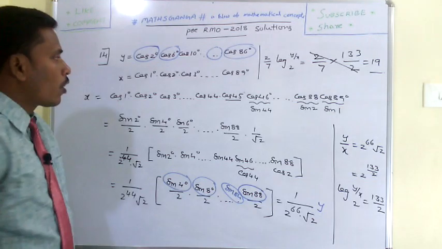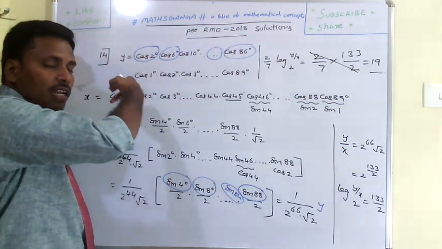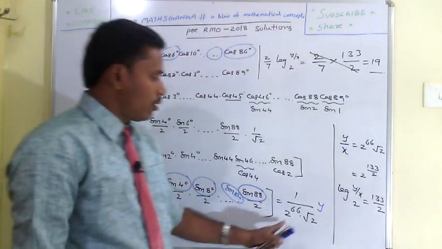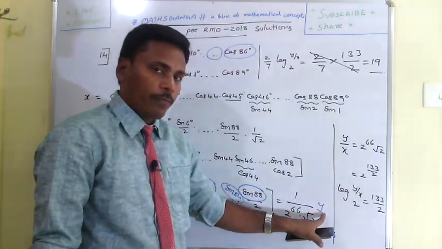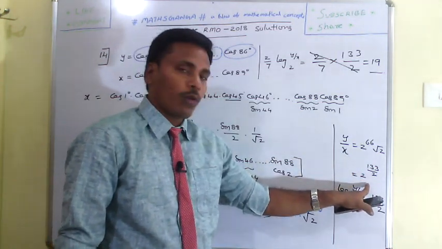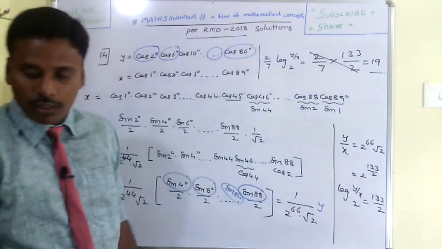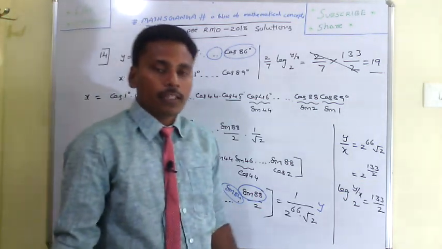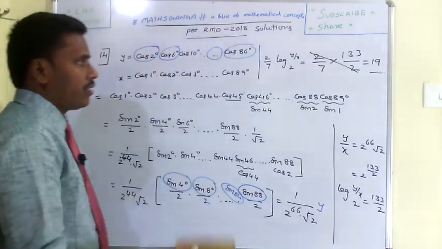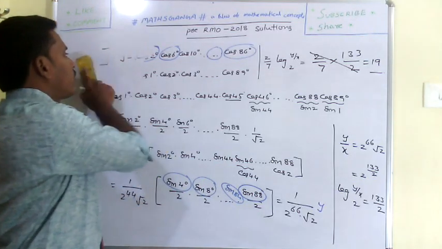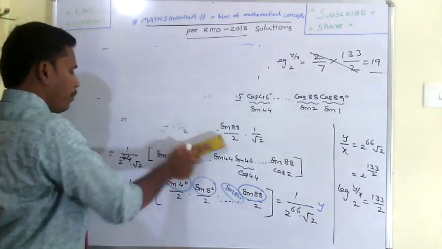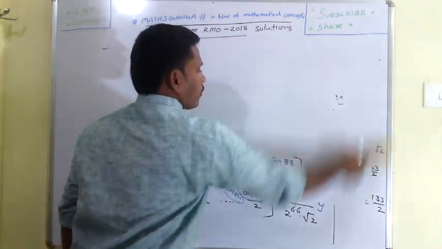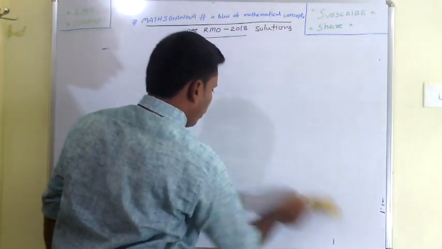So what did I do? Initially I got a relation between x and y. I simplified x as 1 by 2 power 66 root 2 into y. So from there y by x is equals to 2 power 133 by 2. And on simplification we have log y by x, and then 2 by 7 times the log y by x base 2. And finally your answer is 19. So that ends the 14th problem of RMO 2018. And after that 14th one, we need to deal with the 15th problem.